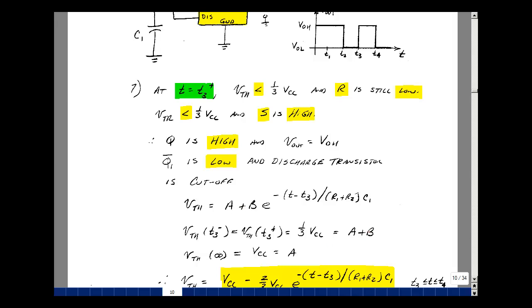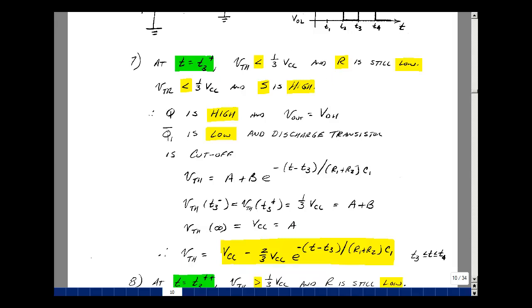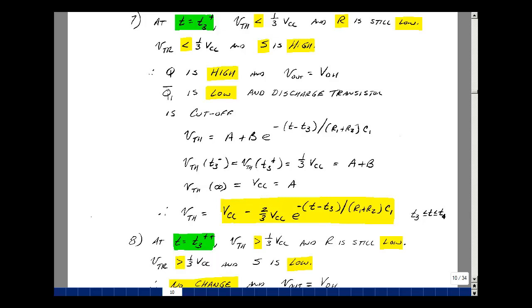Now if we let T approach infinity, this circuit above is going to charge to VCC. It never will make it there, but it doesn't know that. Taking this equation as T approaches infinity, which would be e to the minus infinity, which is 0, it's equal to A. We can put the equation together for our charging capacitor starting at time T3. So A is equal to VCC, A plus B is equal to 1/3 VCC, so that makes B equal to minus 2/3 VCC. So that's our expression now for the capacitor voltage, or the threshold, or the trigger voltage.